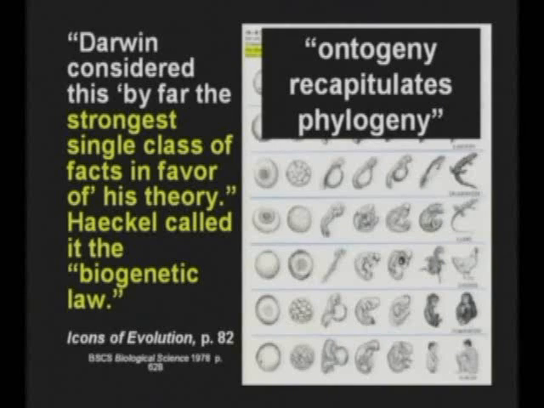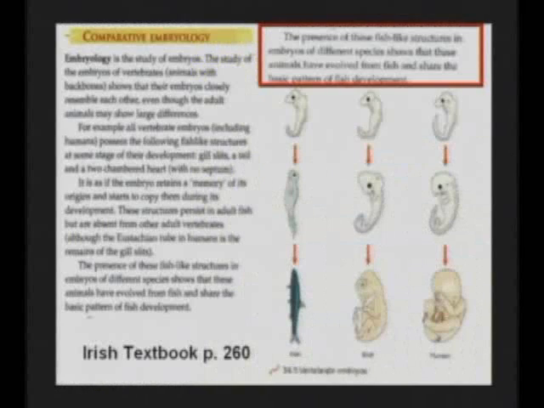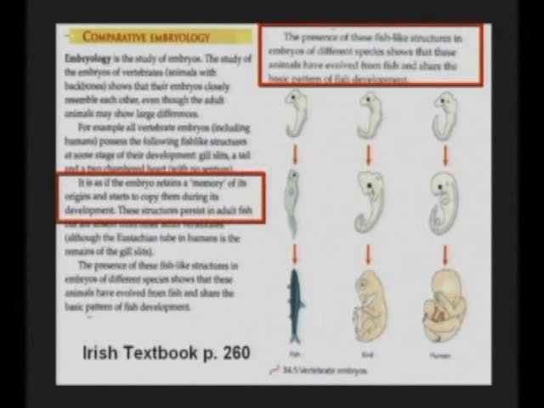Well, ontogeny is the growth of the baby. It goes through stages, okay. Recapitulates means it reenacts or does over again. Phylogeny is the evolutionary sequence. This Irish textbook says, the presence of fish-like structures in embryos of different species shows these animals have evolved from fish and share the basic pattern of fish development. It's as if the embryo retains a memory of its origins and starts to copy them during its development. That's the ontogeny recapitulates phylogeny.